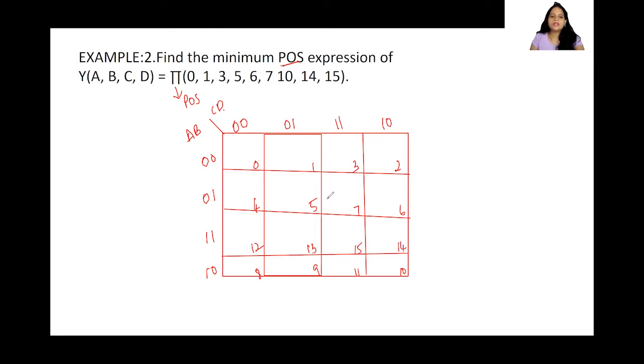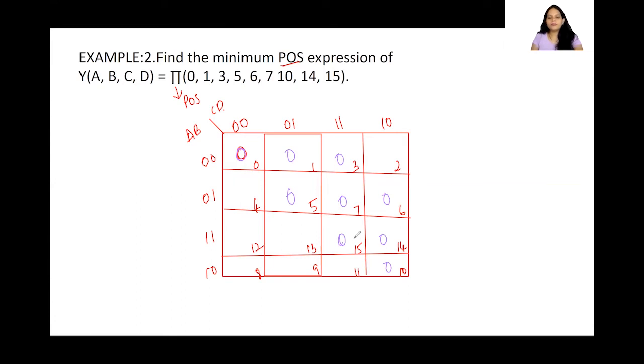Right. Now, let's fill in the values. Okay. So 0th square, I'm going to fill 0 here. Okay. So don't forget we are filling 0, not ones here. 1 is going to be 0. 1 is this value. 3 is also going to be 0. Then we have 5. Then we have 6. Then we have 7. Then we have 10. Then we have 14. Then we have 15.